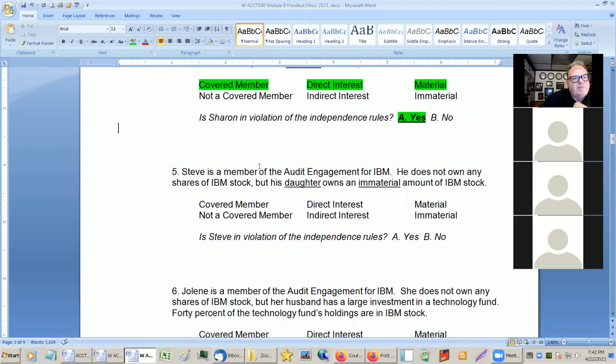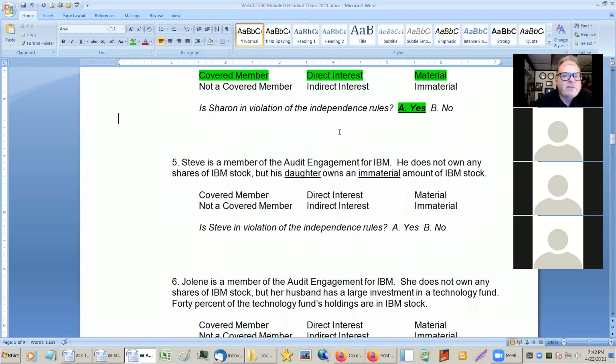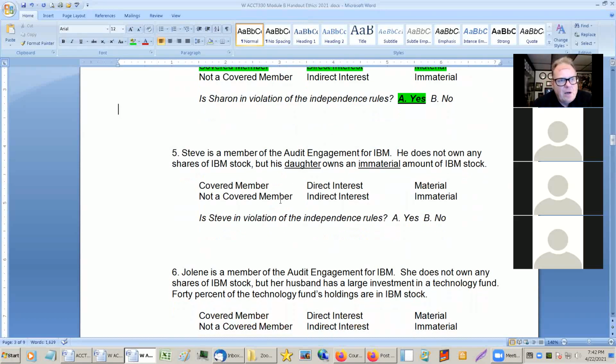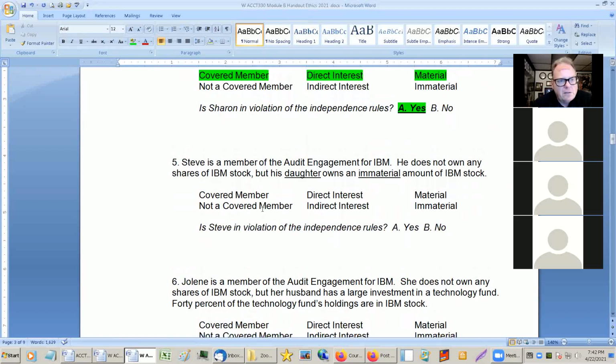Okay, Steve is a member of the audit engagement for IBM. He does not own any stock, but his daughter owns an immaterial amount of IBM stock. Covered member or not a covered member? Covered member, yep. Direct or indirect? I guess it could be indirect. Actually, it's direct. If they own stock, it's direct. But it's immaterial.